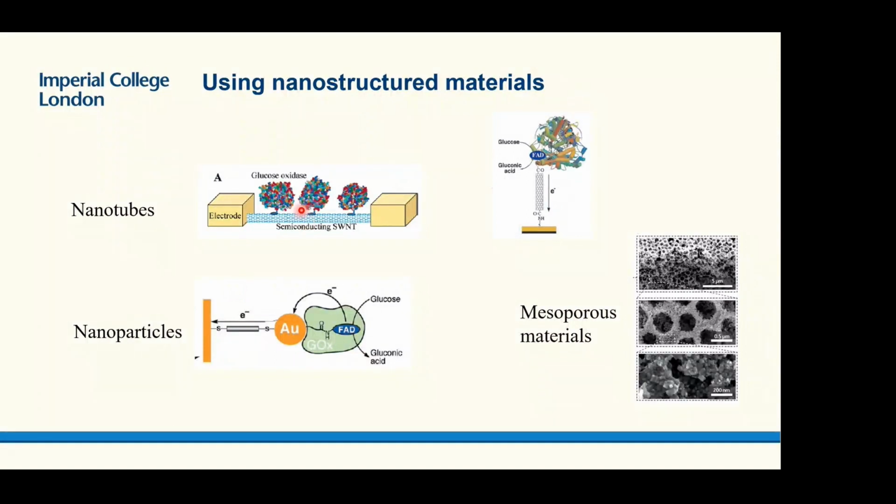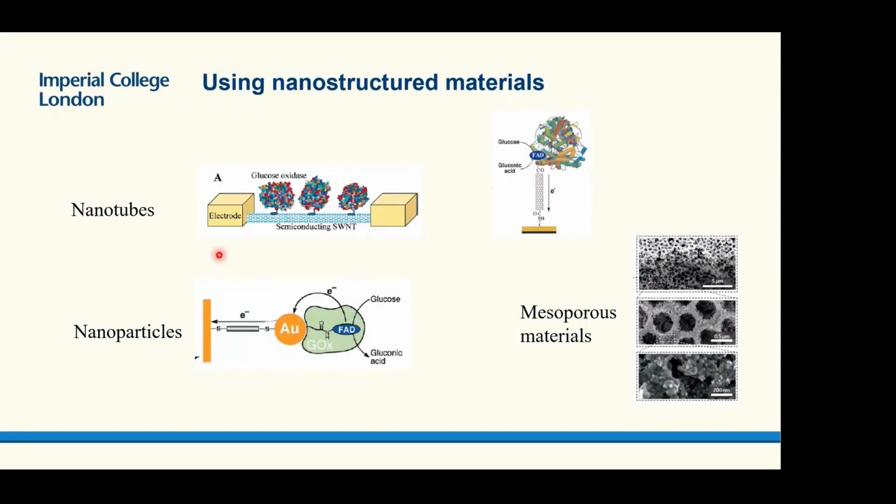Other examples used nanotubes in different configurations. And then finally, you have the use of mesoporous materials, which allow you not only to increase the load of protein bound on the surface, but also to have a rougher surface that increases the probability of productive interaction between the surface of the electrode and the surface of the protein.